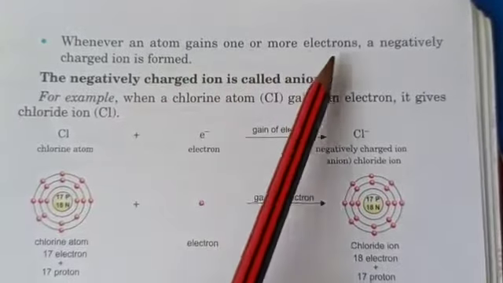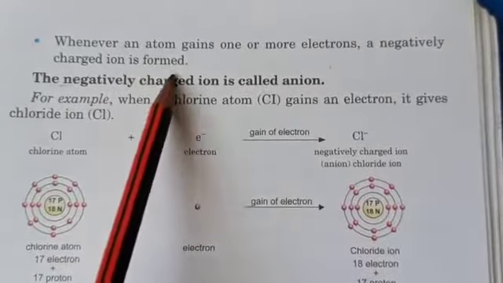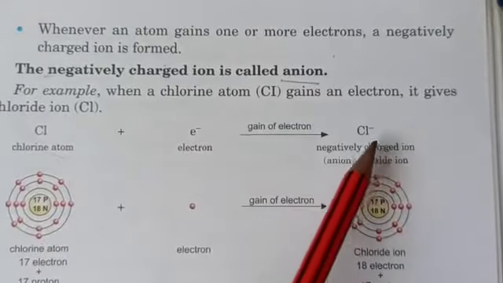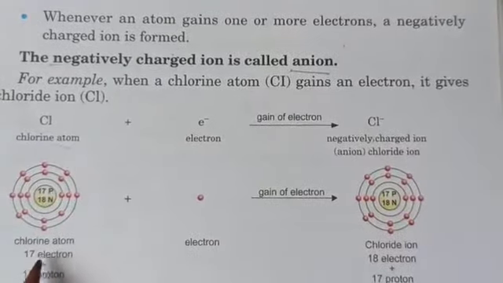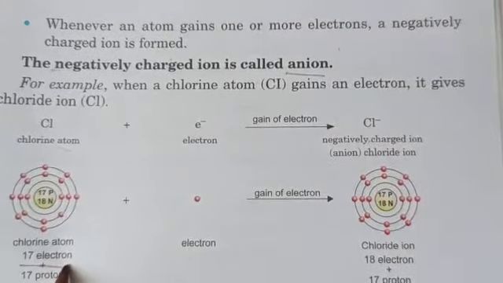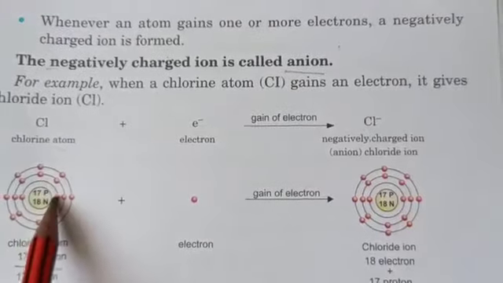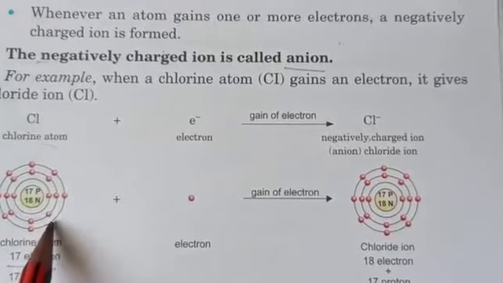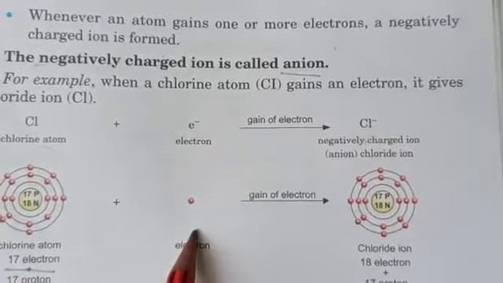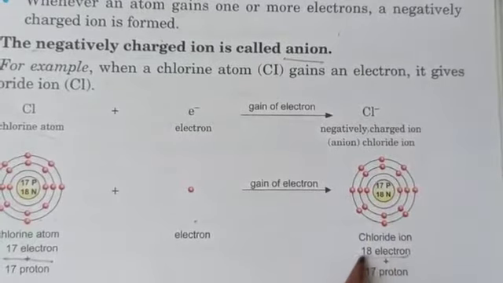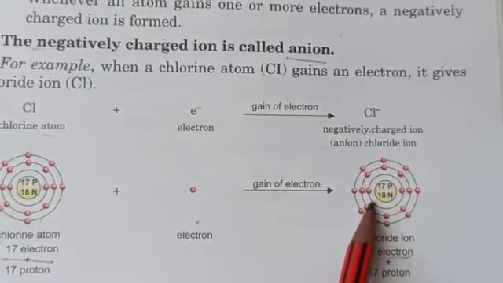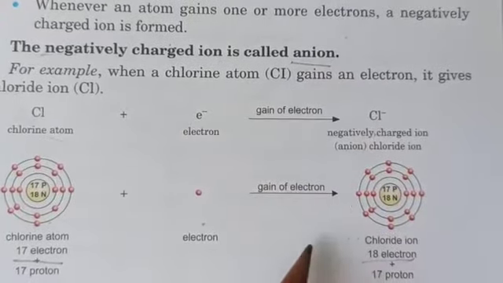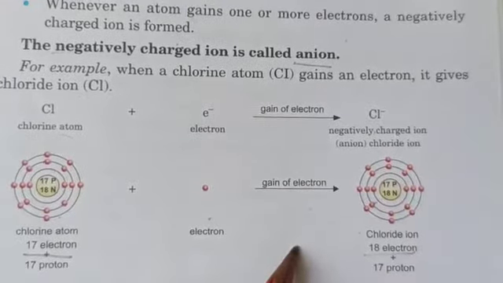When an atom gains one or more electrons, negative charge ion is formed and it is known as anion. For example, chlorine. By gaining one electron, it becomes Cl negative. Chlorine has 17 electrons. Its atomic number is 17. So in first shell we take 2 electrons, in second we take 8, and in third we take 7 electrons. To acquire stability, it needs an electron, so it gains 1 electron, and it has now 18 electrons, and it acquires a negative charge, that is known as anion. So by gaining electrons, atom acquires negative charge, and by losing electrons, it acquires positive charge.